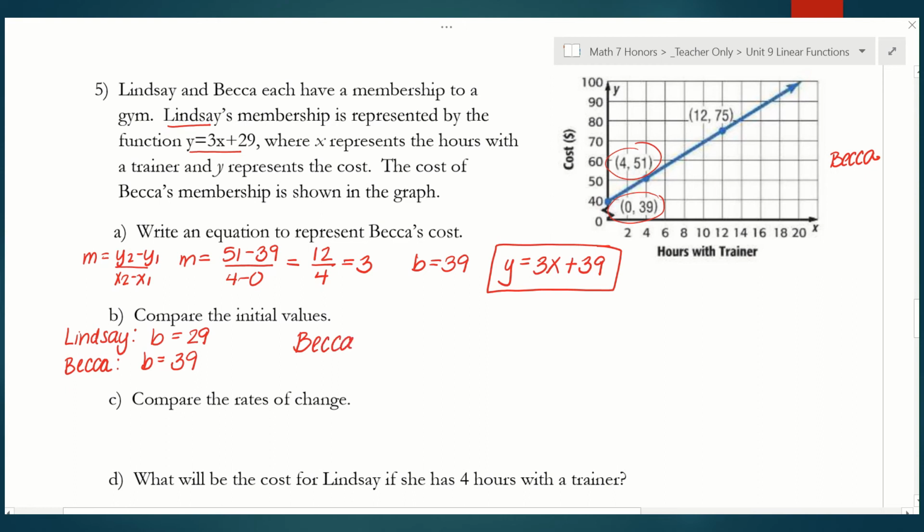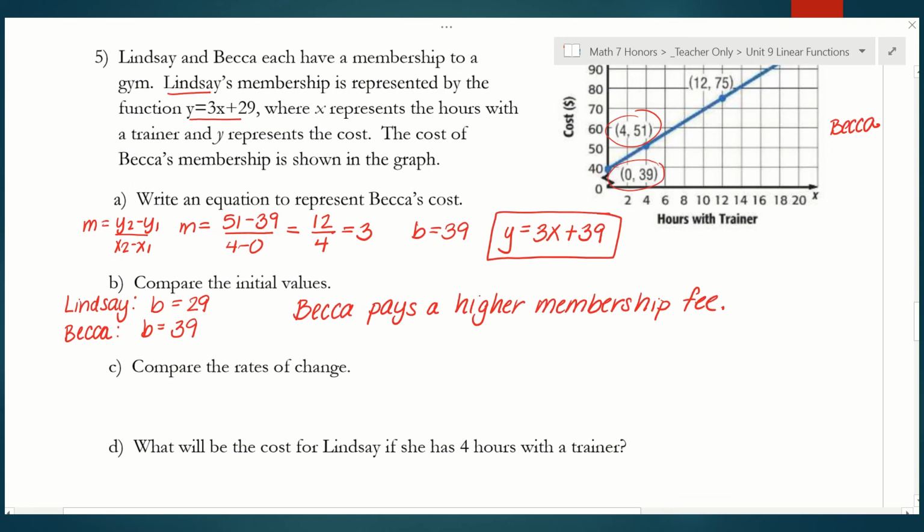So Becca pays a higher membership fee. She pays $39 where Lindsay pays $29.